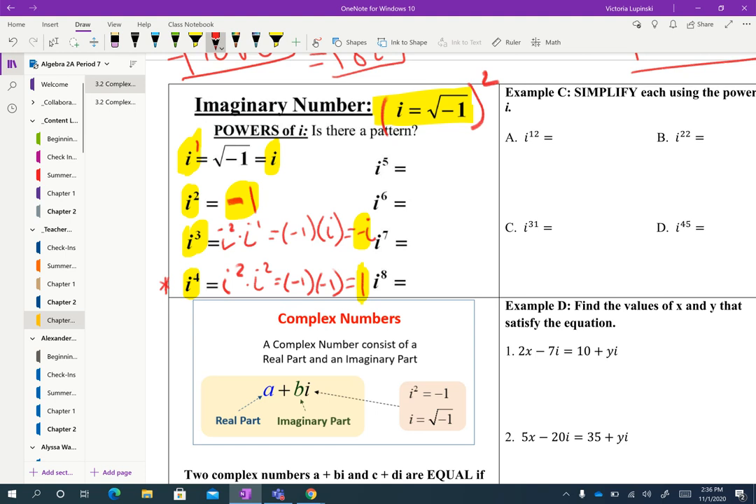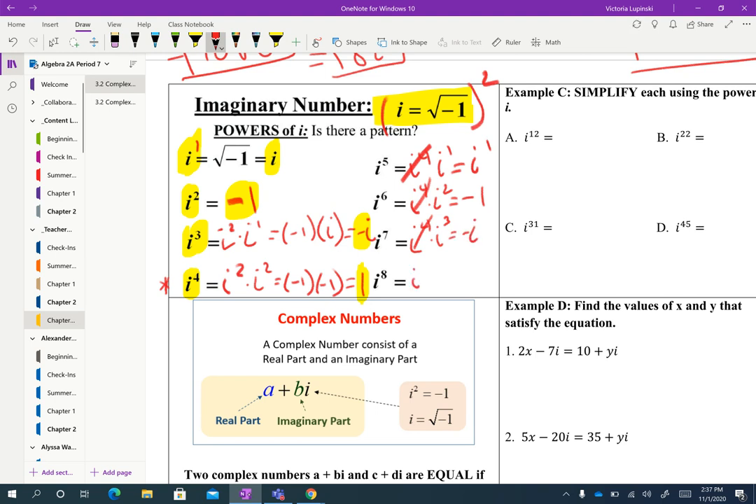So when I say I to the fifth, you're going to break it down into I to the fourth times I to the first. Because I to the fourth is equal to 1, this is really 1 times I to the first, which is just I. Because you can break I to the sixth into I to the fourth and I squared, and I to the fourth is 1, you're just left with I squared, which is equal to -1. I to the seventh can be broken up into I to the fourth times I to the third. I to the fourth is 1, I to the third is -I.